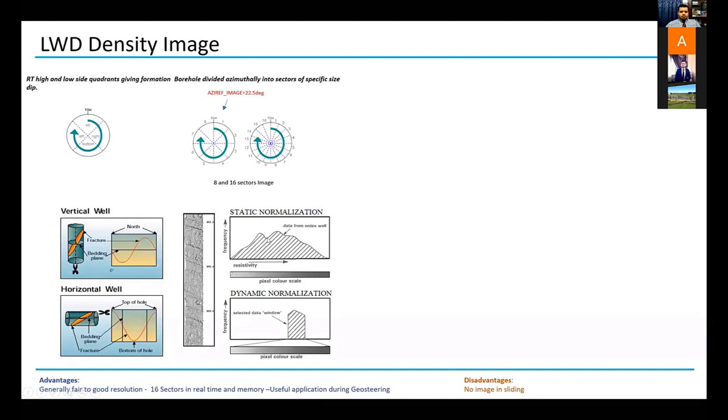And then after that, we enhance the resolution. We actually further process that. We create the static normalization and the dynamic. So what we do then in static, we take the min and max of the top and bottom. And in dynamic, we actually take the 10-meter window to enhance the resolution of the image.